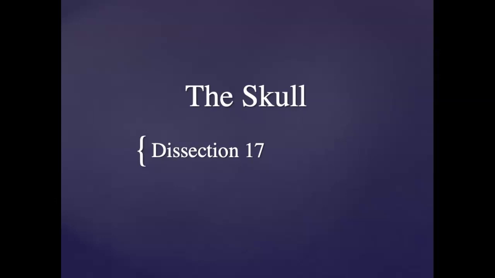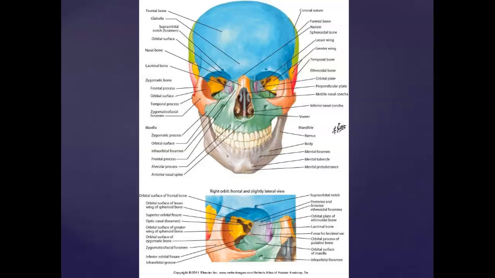The skull is made up of 22 bones. 8 bones make up the cranium. This is what protects the brain. And 14 bones are facial bones. This is what makes up the orbit, the nasal and oral cavities, and gives us our facial features. So let's jump in and start talking about the skull.